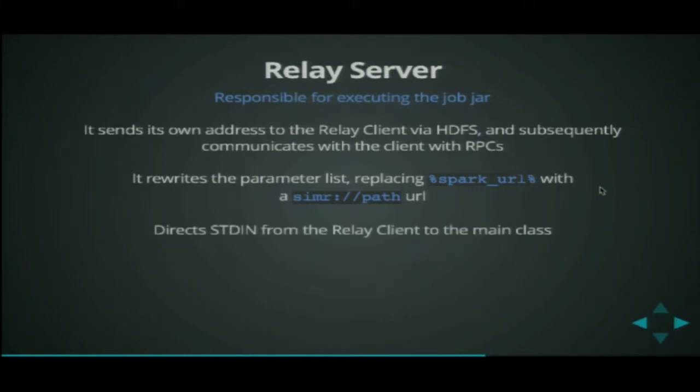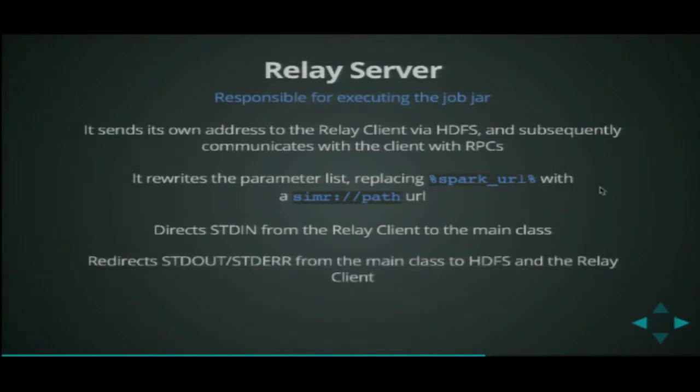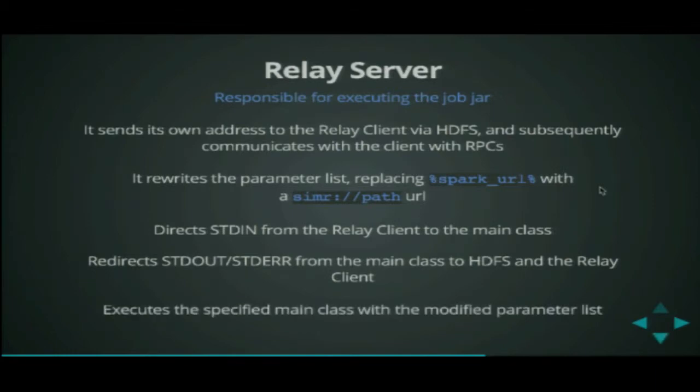It directs standard in from the relay client to the main class. So this means you can run commands, send data directly from your console to your job, or in our case, type into the Spark shell directly from your command line. And it sends the standard out and standard error to the HDFS and back to the client. And it'll obviously execute the main class of the job.